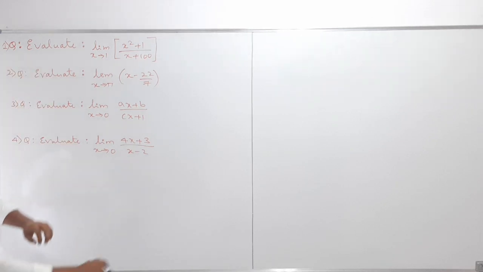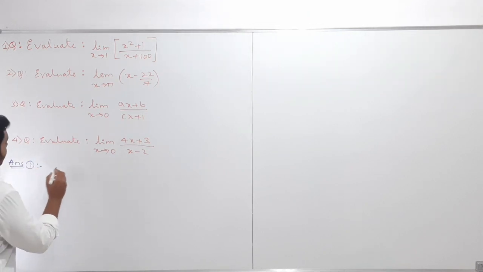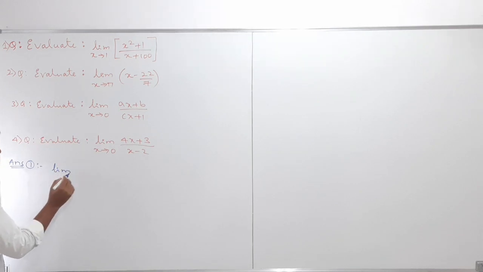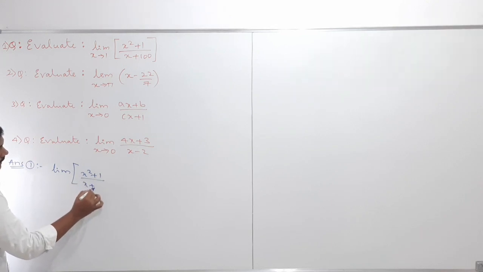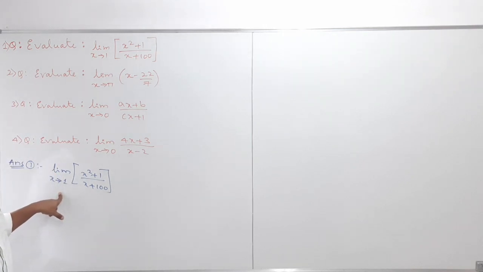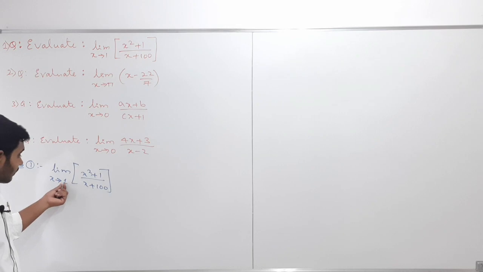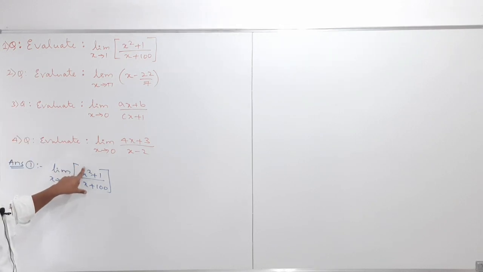The first question is to evaluate, here it is. I am going to solve the first one. What is given to you, my dear students? The limit of the function x squared plus 1, whole divided by x plus 100, as x tends to 1. My dear students, always check by substituting x: whatever value x tends to, substitute that value in the given function.